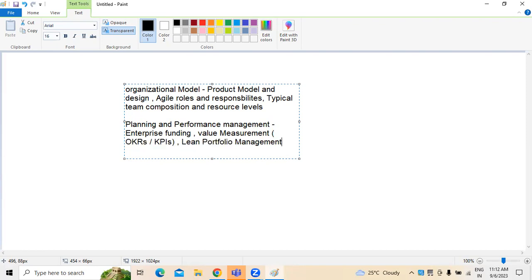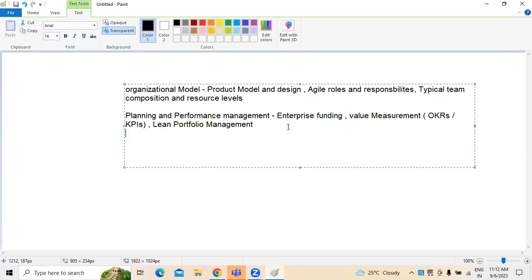Lean portfolio management is also one of the key and prominent elements that comes under this category. So under planning and performance management, we must know about enterprise funding. Second, value measurement like OKRs, key performance indicators, all that. At the same time, lean portfolio management, etc.